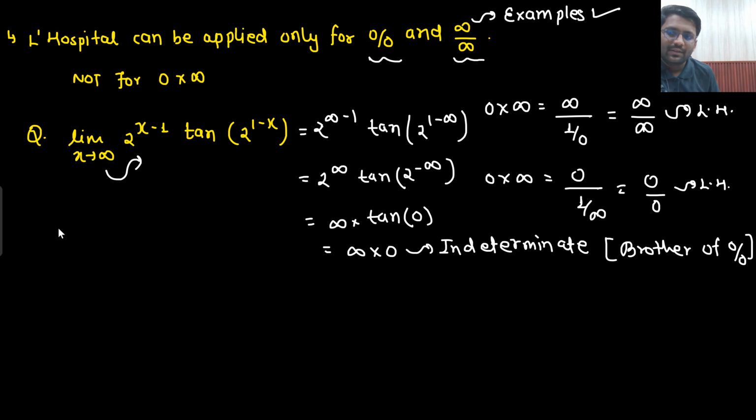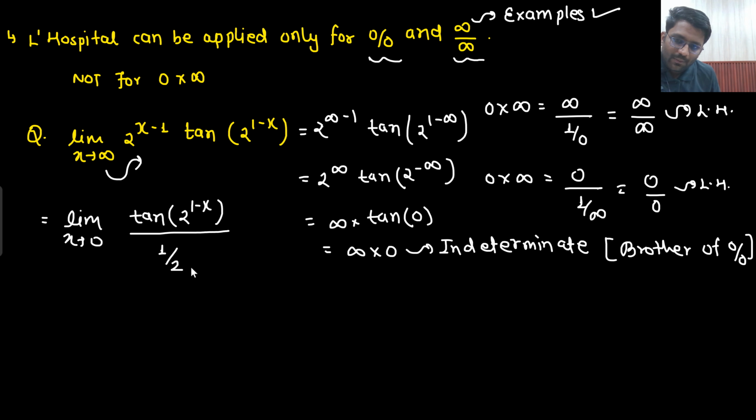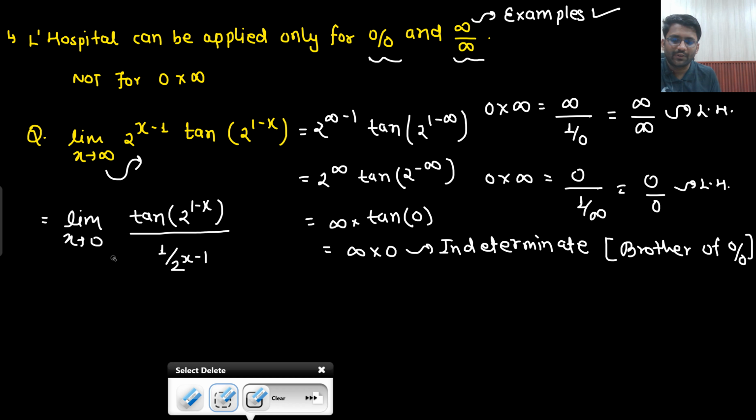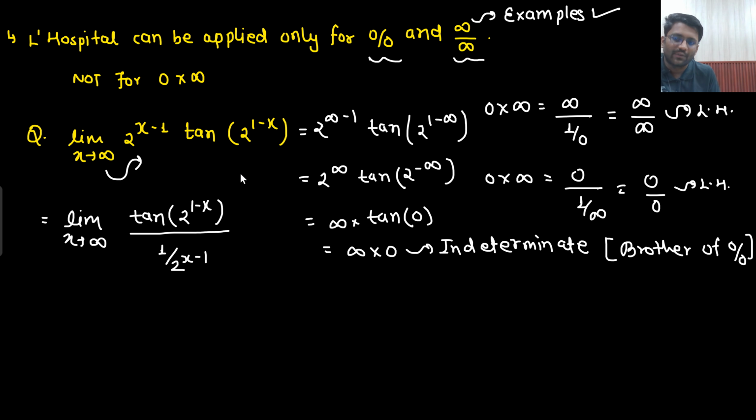How will I make it? Limit x tending to infinity. Sir, this particular thing was throwing infinity, no? So let's do one thing. Let's keep tan of 2 to the power 1 minus x as it is and take this one downward as 1 by 2 to the power x minus 1. Say yes or no? Sorry guys, this was x tending to infinity. I took this one downward, so this has become 1 by 2 to the power x minus 1.